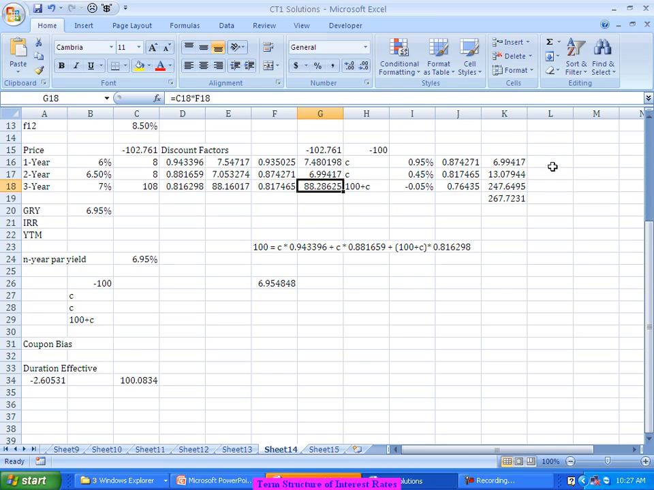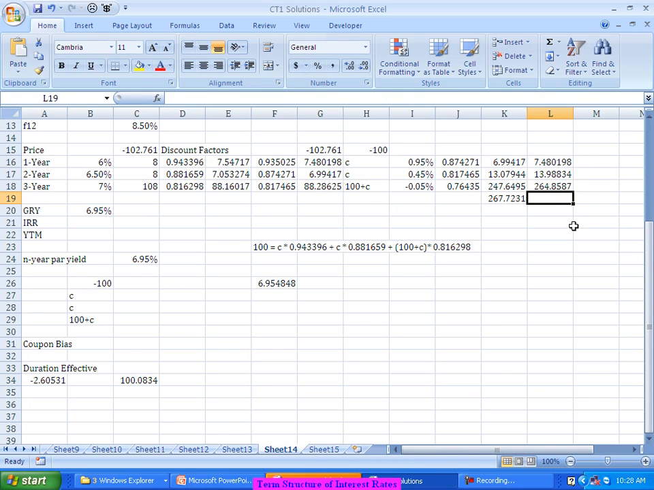That is what we are calling the Macaulay duration. This number, the first present value, is multiplied by 1. This is the present value of the second cash flow, which is going to be received after 2 years, so it is multiplied by 2. And because we are going to receive this after 3 years, we are multiplying this by 3. So these are the total present values.